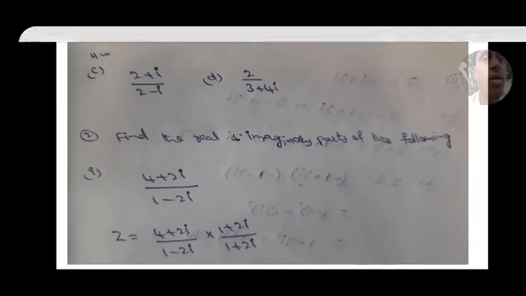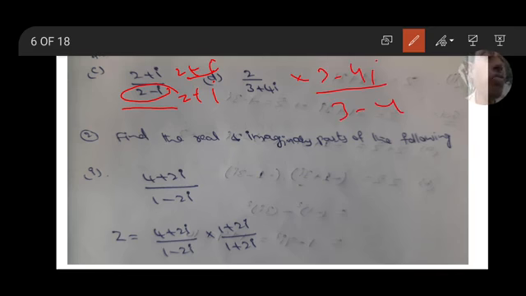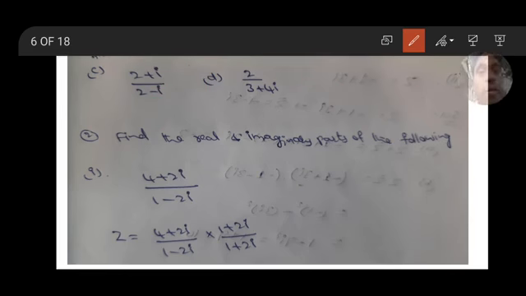Next, homework problems. (2 plus i) by (2 minus i). Here 2 minus i is in the denominator, so we have to multiply and divide with 2 plus i. Next, 2 by (3 plus 4i). So we have to multiply and divide with 3 minus 4i. Okay, this is the first problem over.